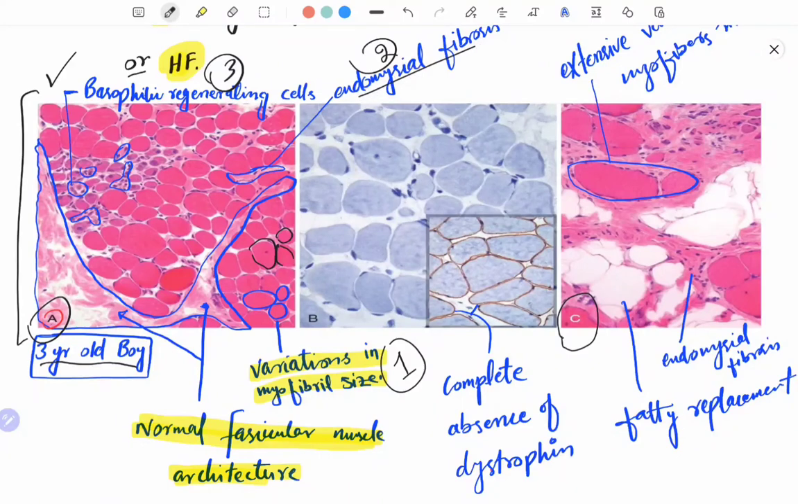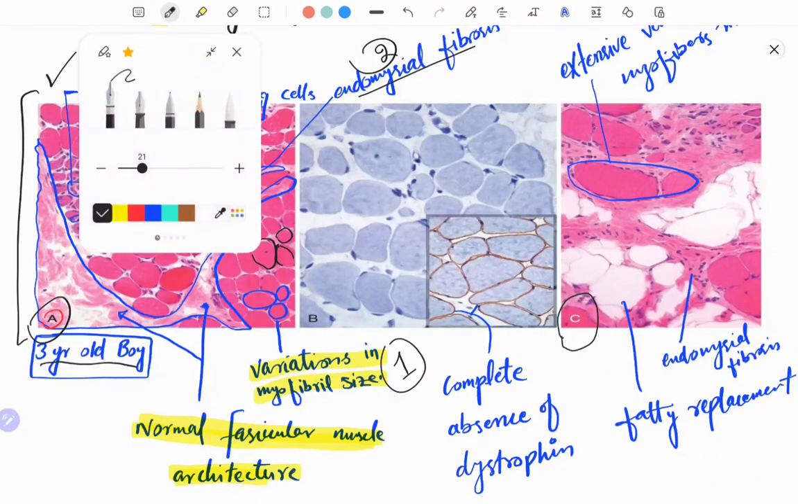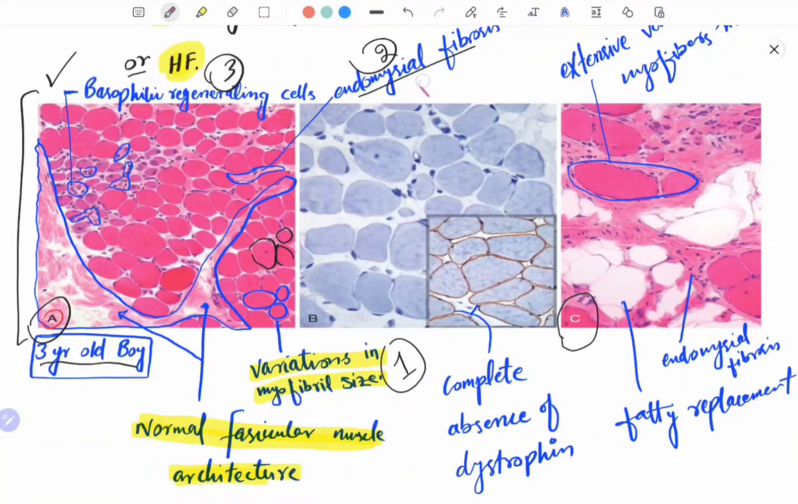In the second, this is the endomysial fibrosis. You can see this is the pink color. Let me draw it with the pink color. This pink color fibrosis is present over there.